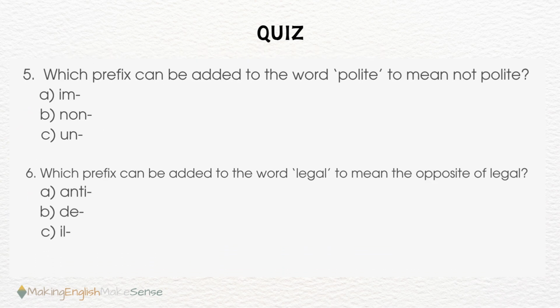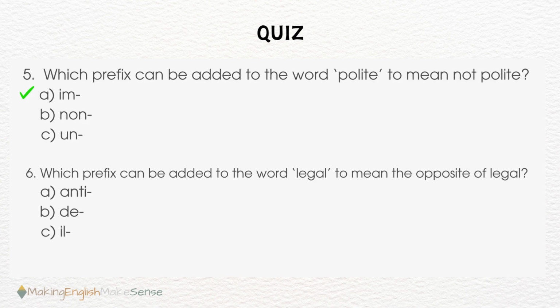Okay, question number 5. Which prefix can be added to the word polite to mean not polite? Is it A, im, B, non, or C, un? The answer is A, impolite. Remember that when the base word begins with the letter P, like polite does, the prefix in becomes im.